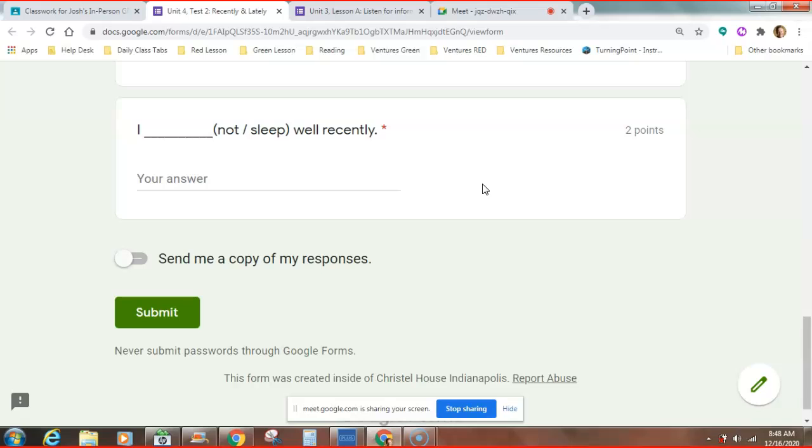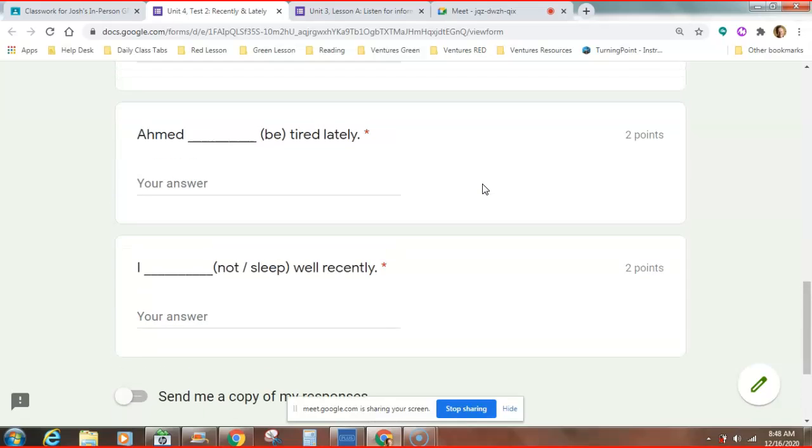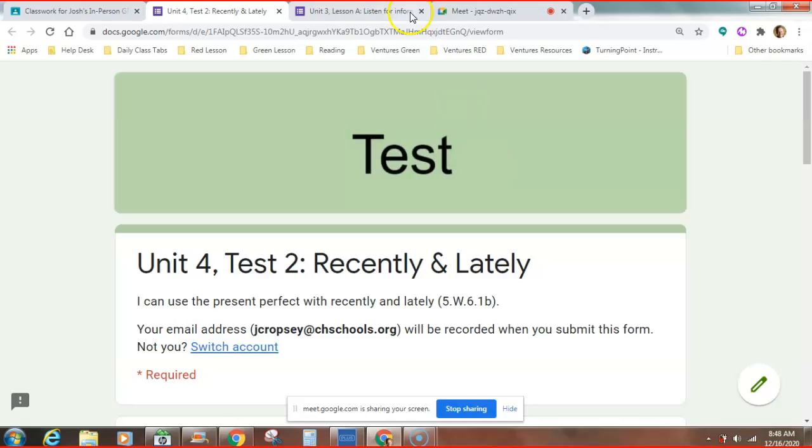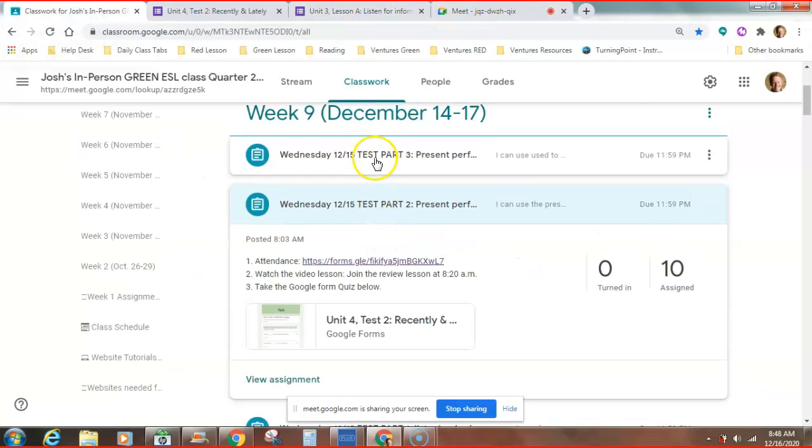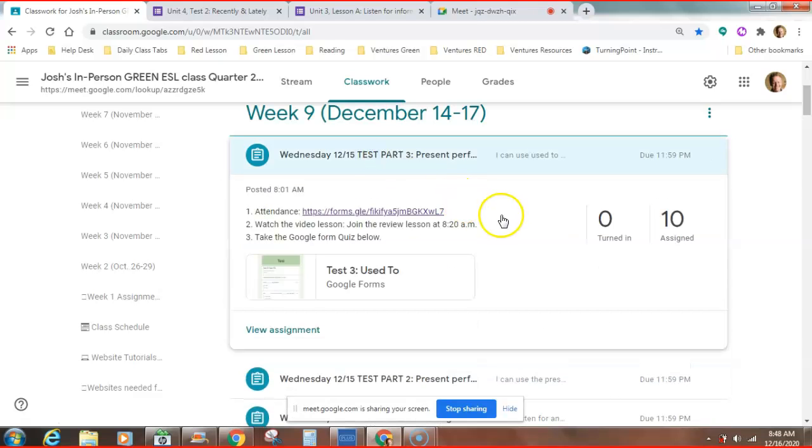Let's see if there's anything else. Okay, that's it pretty much. All right. And then the final section will be the present perfect using used to.